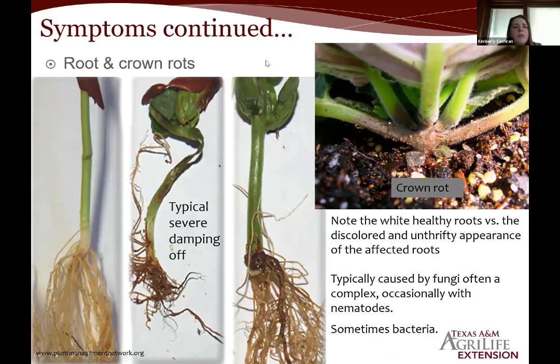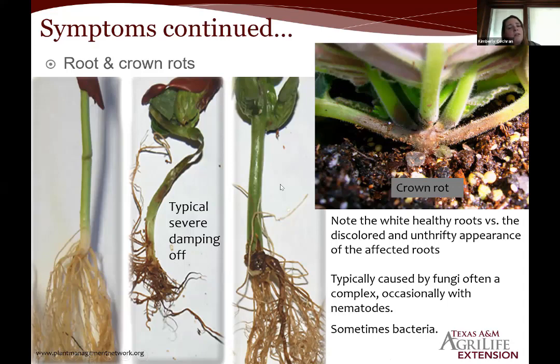All right, so some more symptoms that I see a lot are root and crown rots. I see these a whole lot on seed starting and seedling operations. Here on the left is an example of white healthy roots. In the middle, we have some really severe damping off. That's pretty typical of advanced or severe damping off. Notice the roots are all discolored and the whole seedling looks fairly water soaked and limp. That thing is definitely a goner.